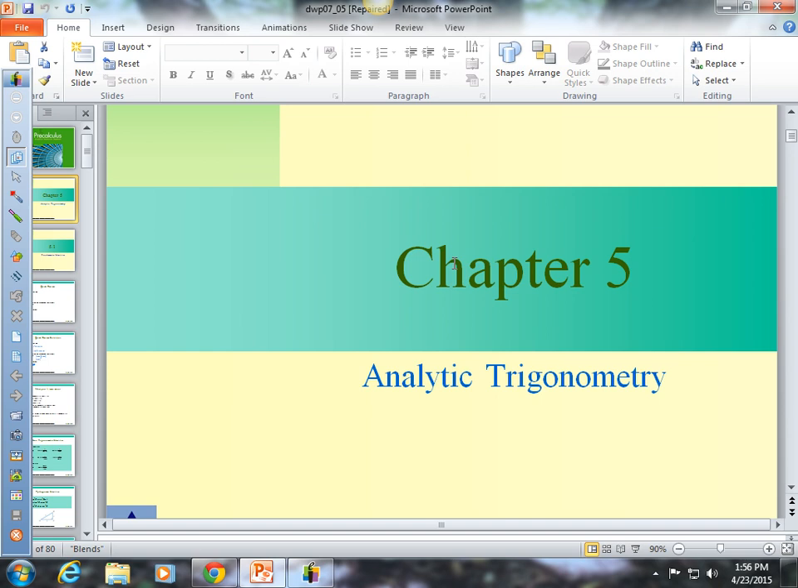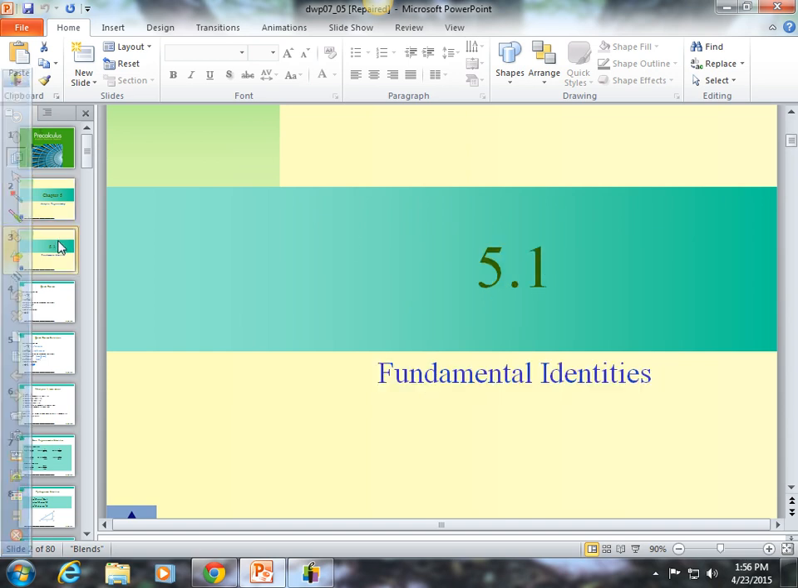Is that always true? Is 2x always going to be equal to x plus x? Yes, because x plus x is what? 2x. So 2x is always equal to 2x no matter what I plug in for the variable. That is called an identity. So identities are equations that are always true no matter what you plug in for the variable. And that's what Chapter 5 starts out with.